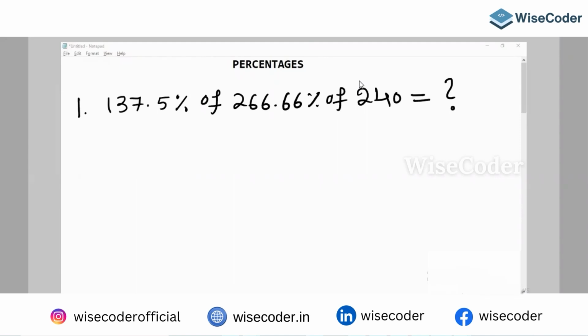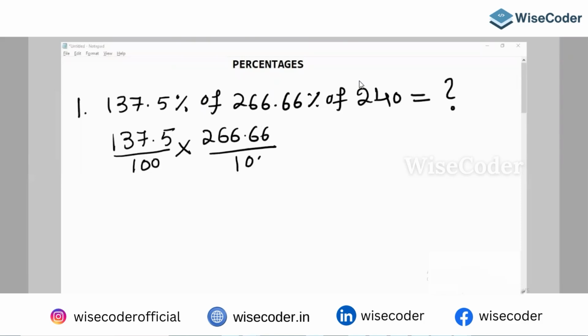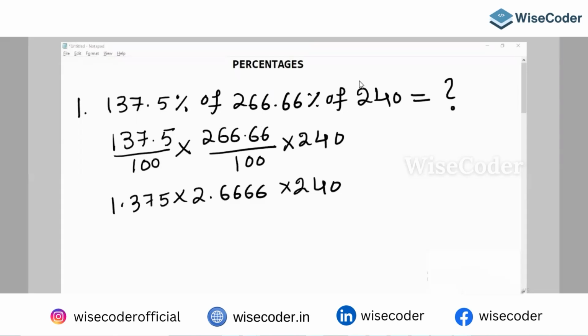I hope you have solved it. Being a math student, the first step is percentage means by 100, of means multiplication. 266.66 percent means by 100, into 240. So I can write the next step as 1.375 into 2.6666 into 240.